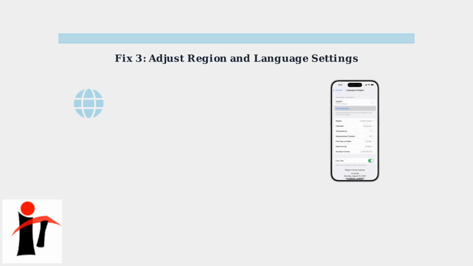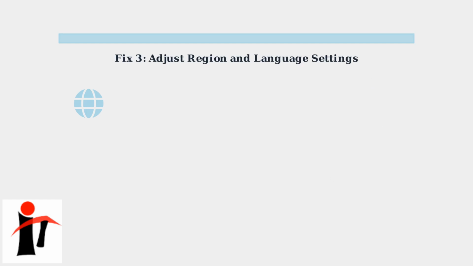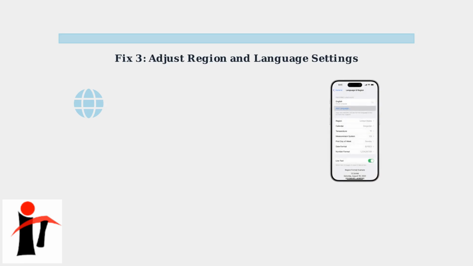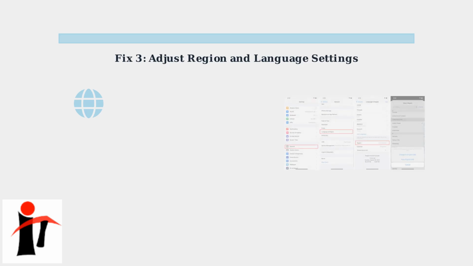Apple Intelligence may be region-restricted, especially during initial rollout. Change your iPhone's region to the United States or another supported region by navigating to Settings, General, then Language and Region. First, open your Settings app and scroll down to find General. Tap General, then select Language and Region. In Language and Region, tap Region and change it to United States or another supported region. After changing the region, restart your iPhone to apply the changes.